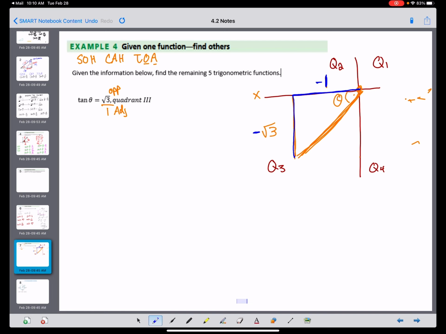All right, if you think about any point, this is helpful sometimes. If I've got the point A, B, in quadrant 2, that's going to be the point negative A, B, because you move to the left. In quadrant 3, that's going to be negative A, negative B. And then in quadrant 4, that would be A, negative B.